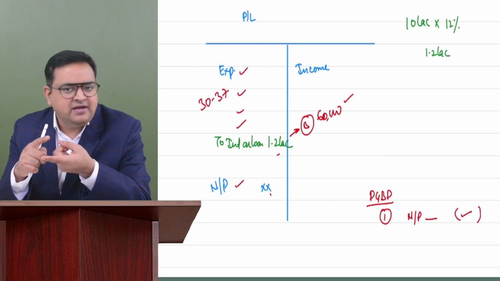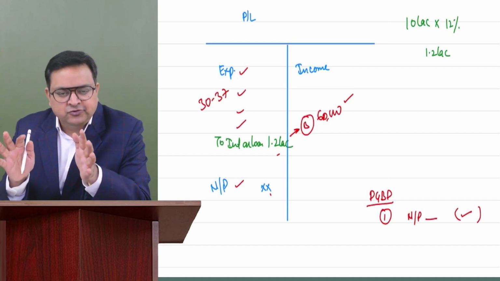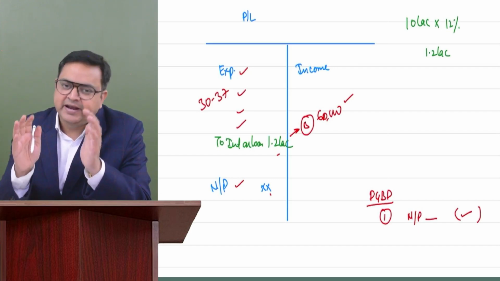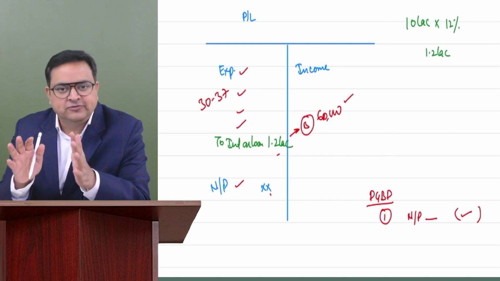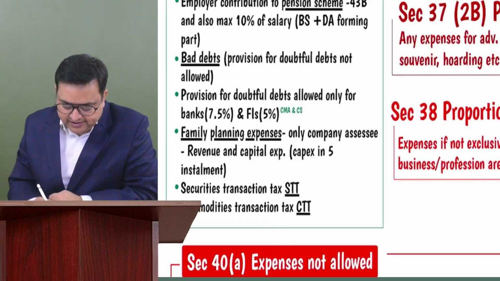For company assessee, 100% revenue expenses are allowed. Capital expenses are allowed in 5 equal installments. But I'm telling you, in your examination, other than company will come. Mainly individual will come. So please disallow those family expenses, whether revenue or capital.